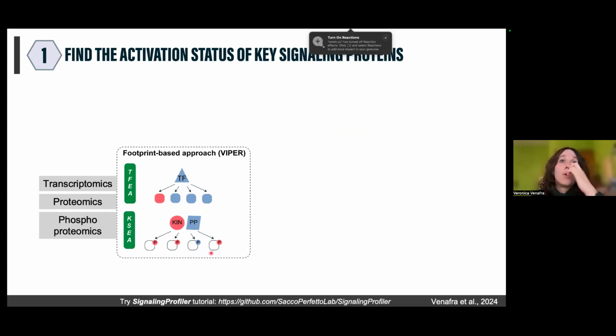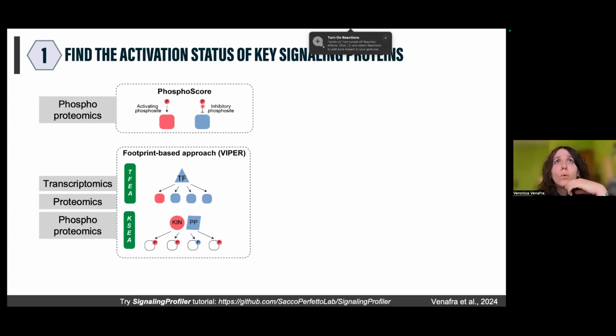But to fully exploit the phosphoproteomics, we also developed the phosphoscore algorithm that considers whether a phosphosite is activating or inhibiting the protein it belongs to.